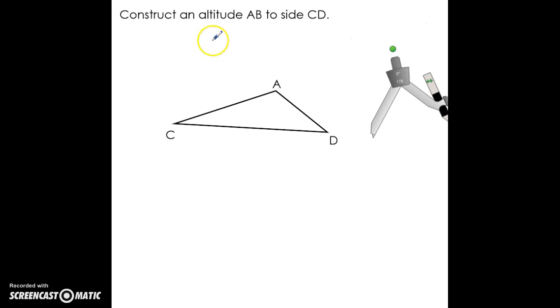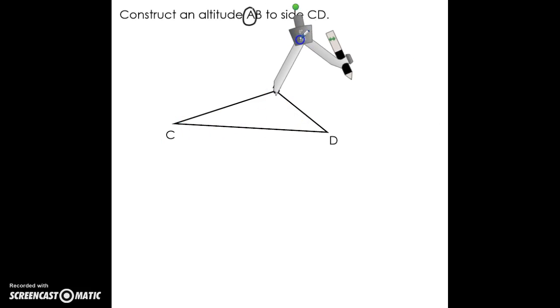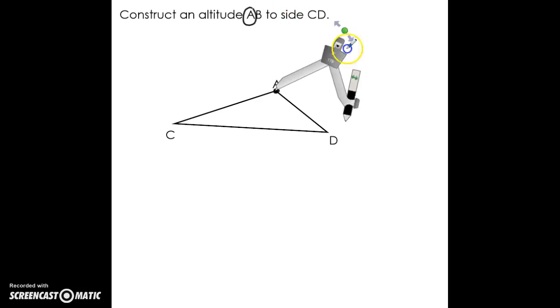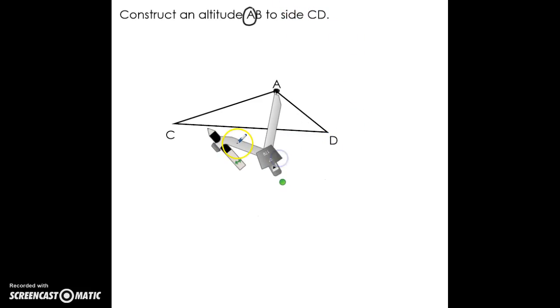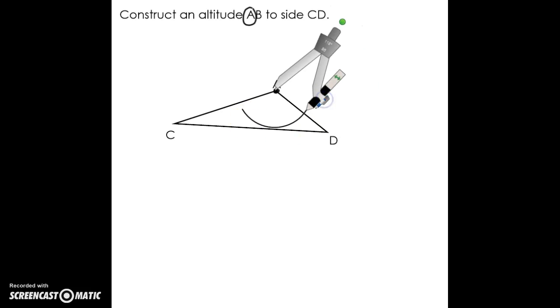Okay, now this one has a particular base that they want us to have. So they want it to be altitude AB to side CD. Now CD is down here, so that would be our base, and we're looking for the vertex A. B is not listed, so that will be where it crosses CD. So again, A is our point, CD is our base or our line that we're trying to match up with, and we want to make sure that we're going to cross CD twice. And you can see that time I missed it.